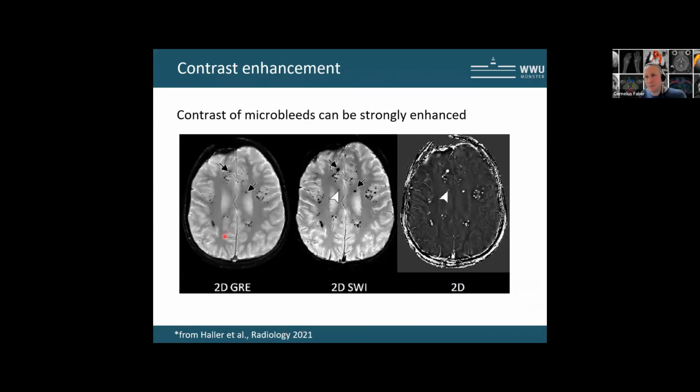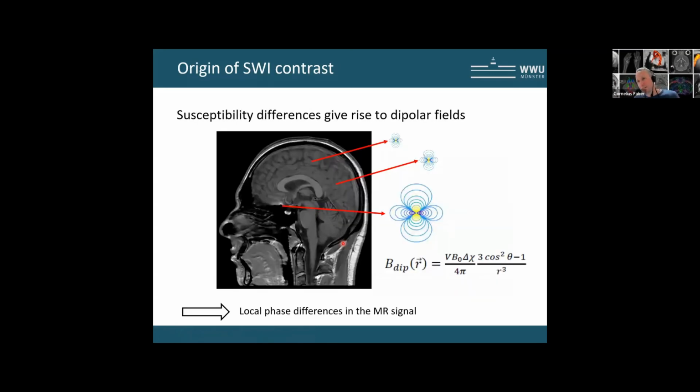This is, again, an example. Here, this is a normal gradient echo where you already see a lot of microbleedings. And this is a susceptibility weighted image. Now, if you look closely, this white arrow points out a microbleed, which is not visible in the gradient echo image. And now, if you do a minimum intensity projection, then you suddenly get this, and you very clearly see all these microbleeds. So we can use the phase information in a T2 star weighted image to enhance these susceptibility effects. So where does this come from?